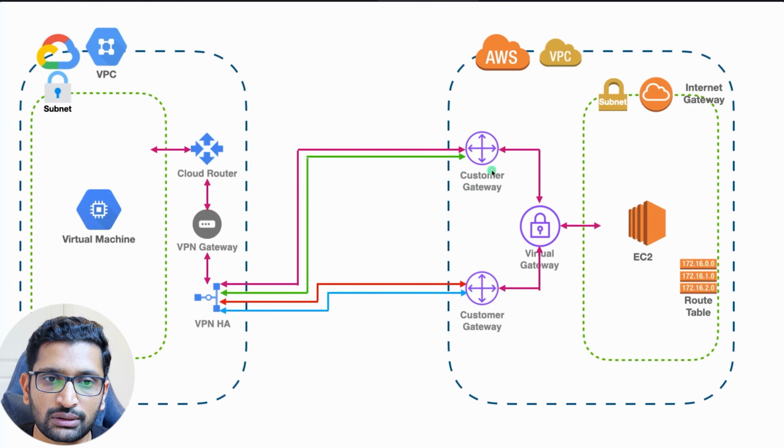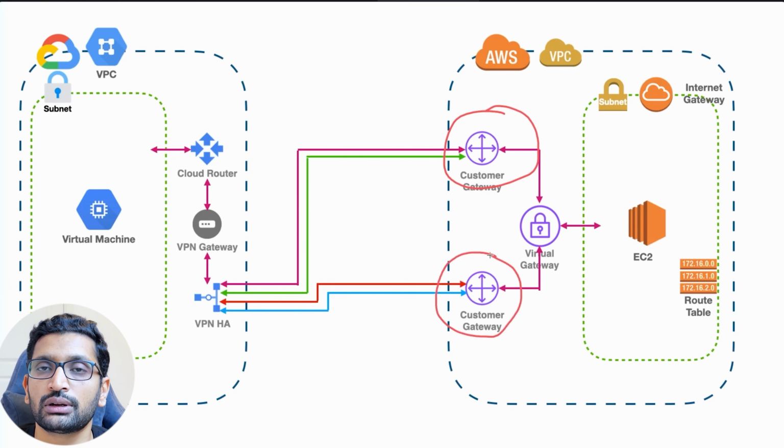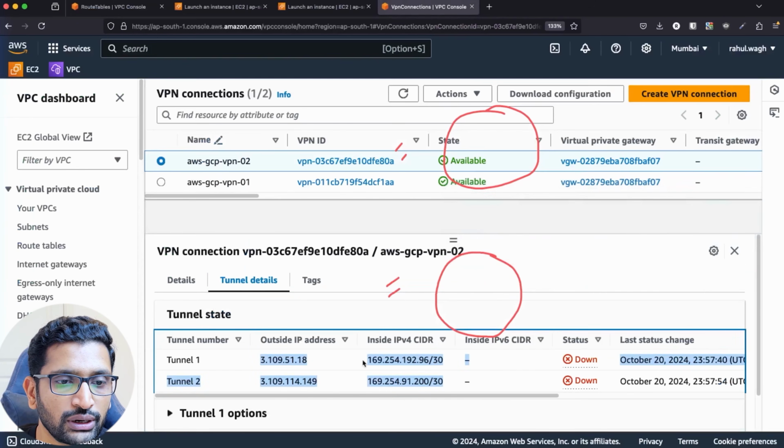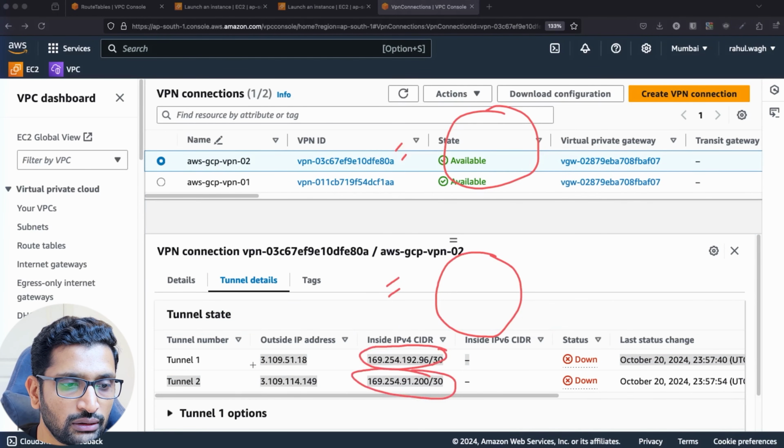So here you can see this is our VPN connection 1. This is going to be our VPN connection 1 with our customer gateway, and this is VPN connection 2 with our second customer gateway. And these are the tunnels, the first and second, and this is our third and fourth, which you can see over here. So this is my first and second tunnel, and here you can see the first and second tunnel of our VPN 2.